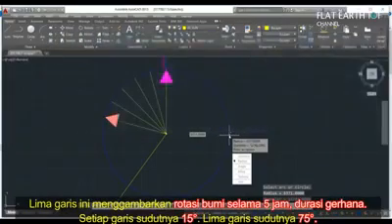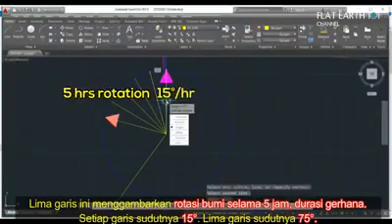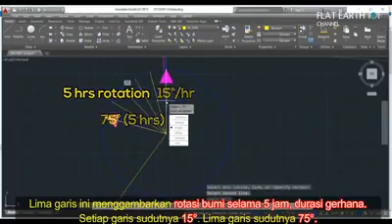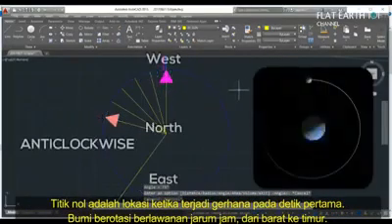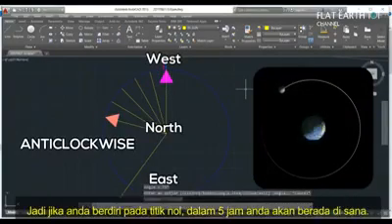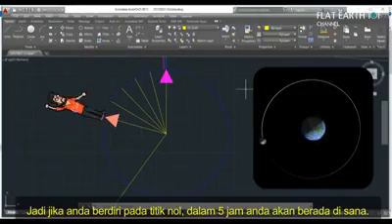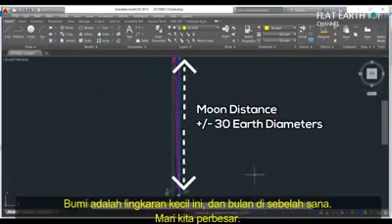These 5 lines represent the Earth's rotation for 5 hours, the eclipse duration. Each line represents 15 degrees. 5 lines equal 75 degrees. The 0 point represents the first second of the eclipse. The Earth rotates anticlockwise from west to east. So if you are standing over here at 0 point, in 5 hours you will be over there. Now let's go to the moon. It's 30 Earth diameters away. The Earth is a small circle over here and the moon is over there.